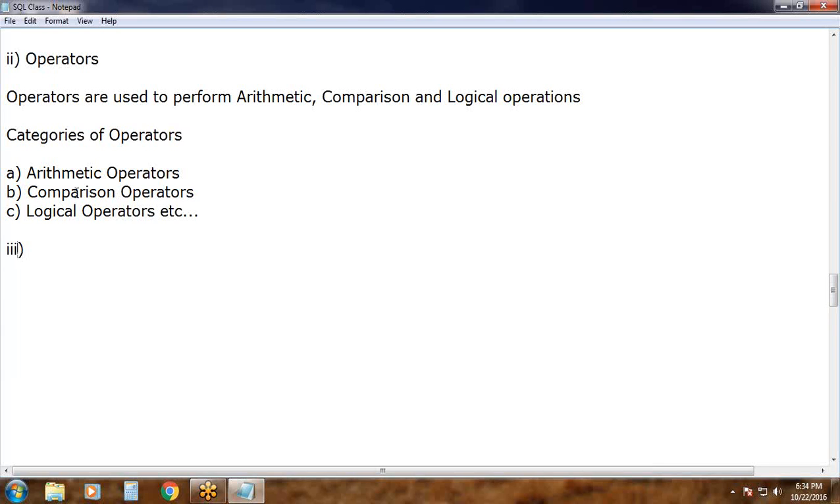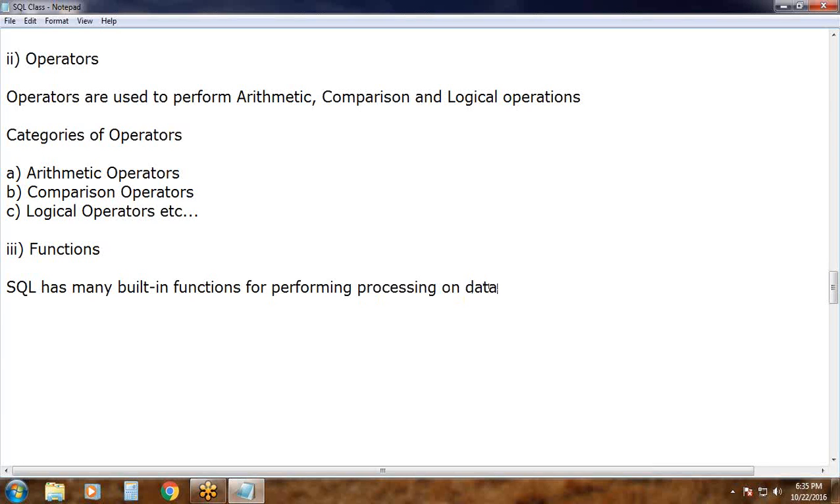Next, another language element, functions. SQL functions. What are functions? SQL has many built-in functions for performing processing on data. Example, aggregate functions, string functions, date functions, etc. Categories of SQL functions.